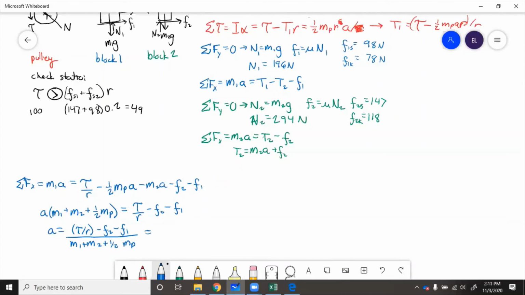So we put numbers into there. We've got 100 divided by 0.2 minus, and here we have to use kinetic friction because they're moving. So we'll go minus 118 minus 78 over 20 plus 30 plus 1.5. That comes out to be 5.9 meters per second squared, and that is to the left.